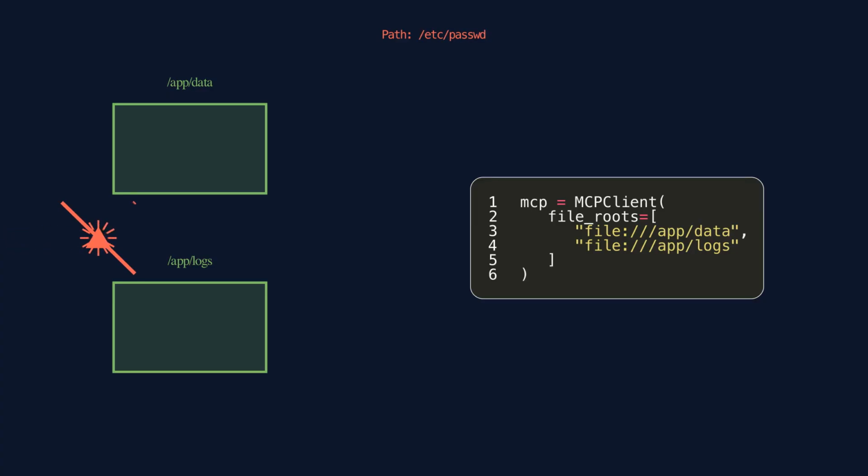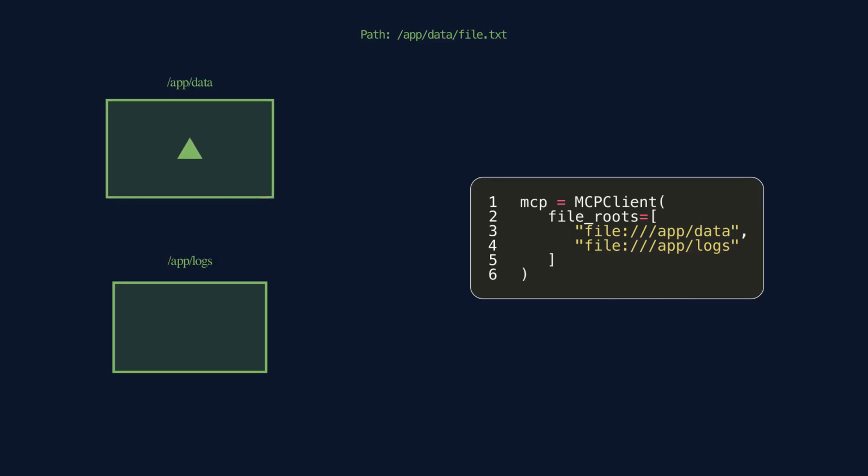However, a warning: in the protocol, routes are a suggestion of boundaries. A malicious server could technically try to read outside the lines. Your host application acts as the enforcer, blocking those requests.